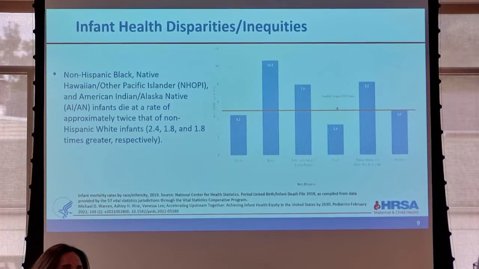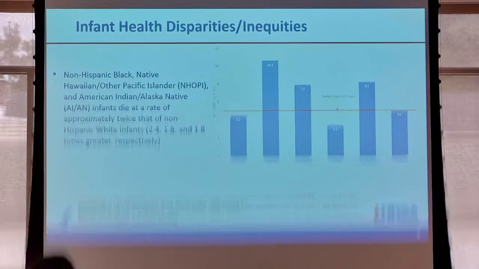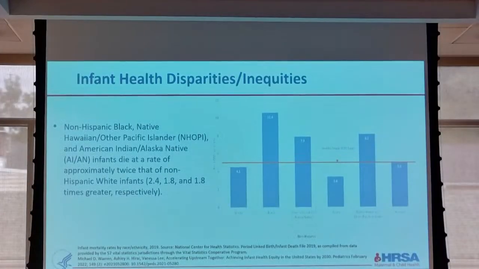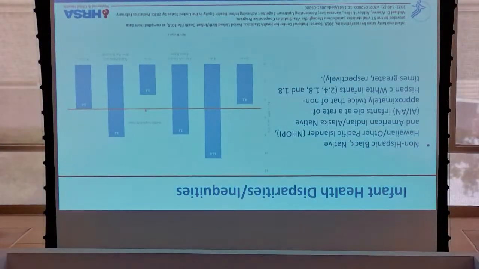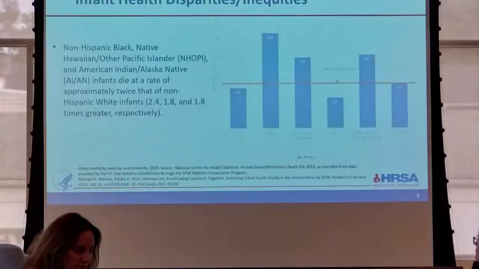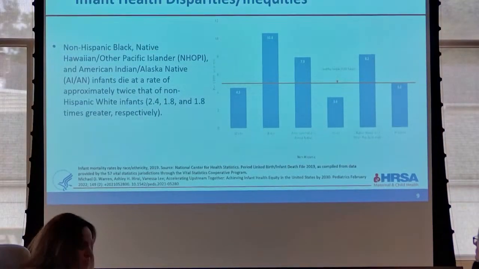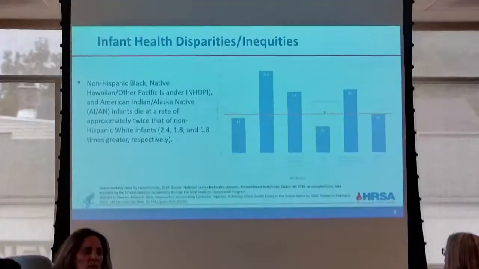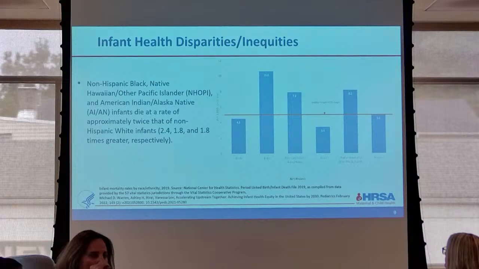As you see, under that bar, we have achieved that goal for white infants, for Asian infants, and also for Hispanic infants. But look where we have not achieved that goal: for African American infants, for American Indian Alaskan Native infants, and also for Native Hawaiian and Pacific Islander infants. I want to bring attention to that second bar, which is more than twice that of the goal.